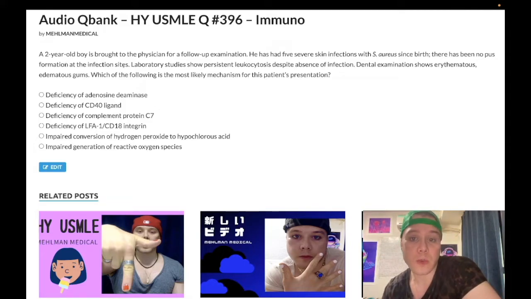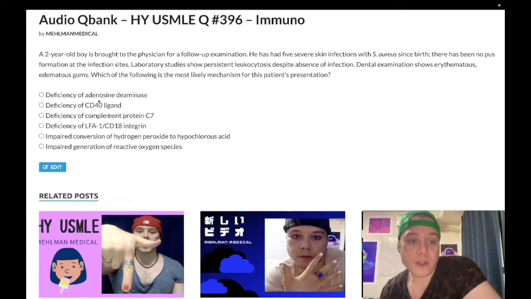So we've got a 2-year-old boy. He's had 5 Staph aureus skin infections since birth with no pus at the site of infections. He has persistent high white blood cells, leukocytosis, despite absence of infection. Periodontal examination shows erythematous and edematous gums. The question is just asking the most likely mechanism for this patient's findings. So let's just hop through the answer choices here.